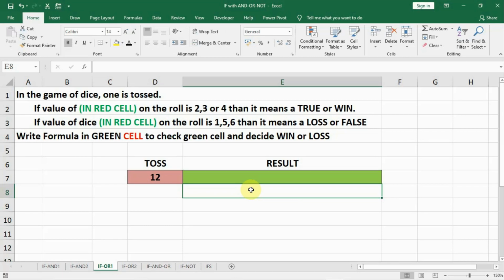Friends, in this lecture we will learn about if and or. We have already learned about if, and we have already learned how to use an or. Now we will see the combination, how we can use or within if to solve a problem.